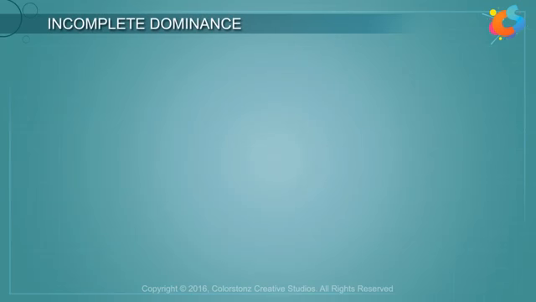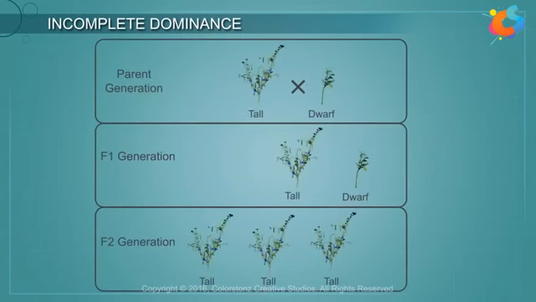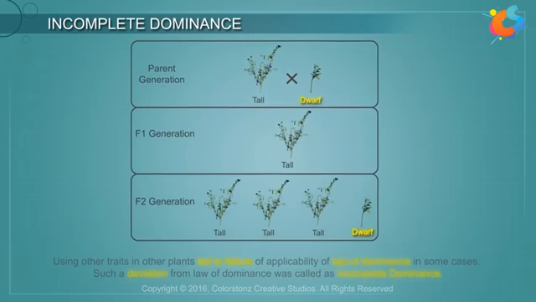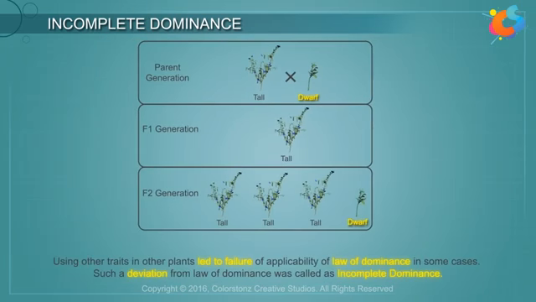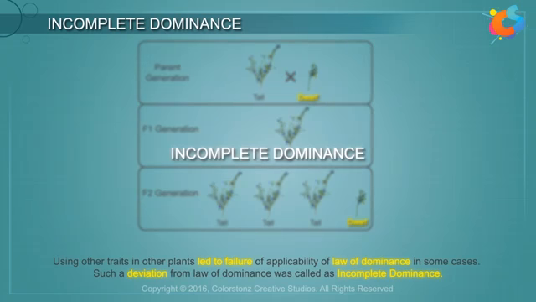Incomplete dominance. The trend of recessive characters disappearing in the first generation and then reappearing in the next generation was perfect till the experiments were performed on pea plant. But using other traits in other plants led to failure of applicability of law of dominance in some cases. Such a deviation from law of dominance was called incomplete dominance.